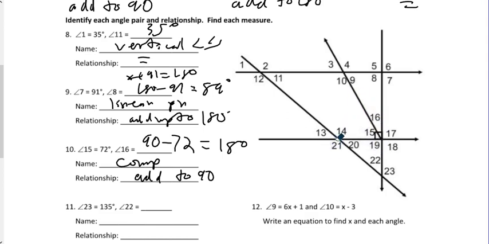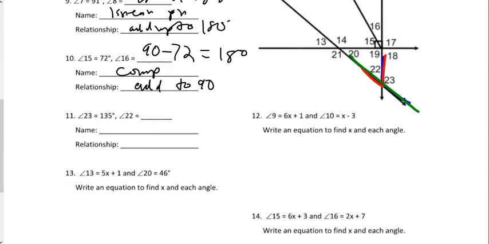Number 11, angle 23, where is that? That's here. And angle 22, well, that's here. What do they form? A straight line, 180 degrees, which means they are a linear pair. They're supplementary. The relationship is they add up to 180 degrees. So if we just do 180 minus 135, we get 45 degrees for the angle.